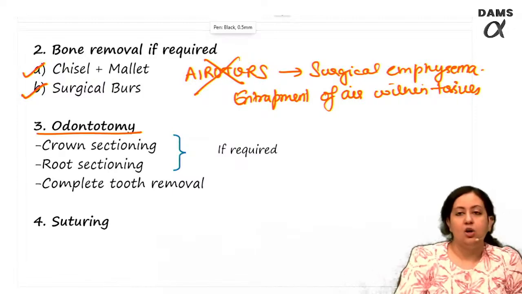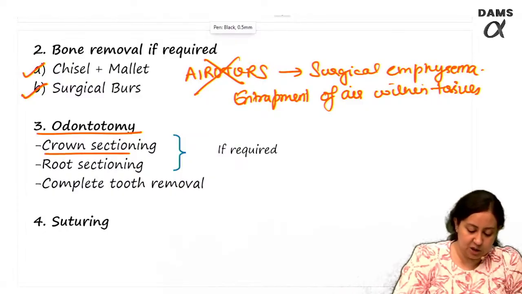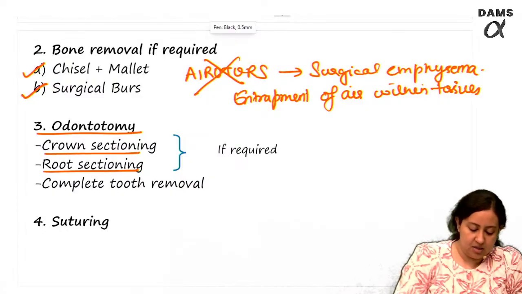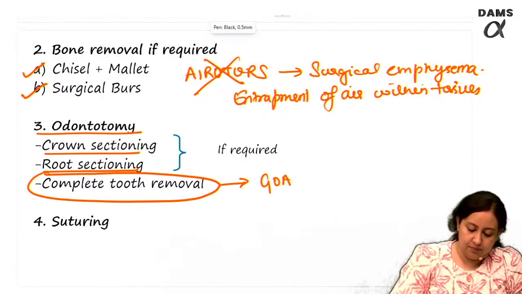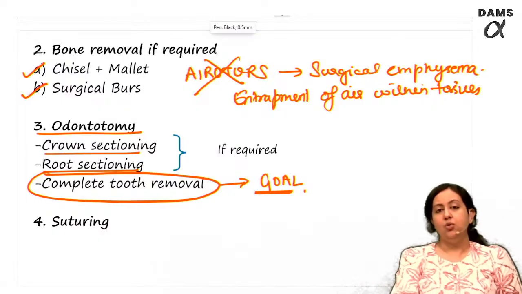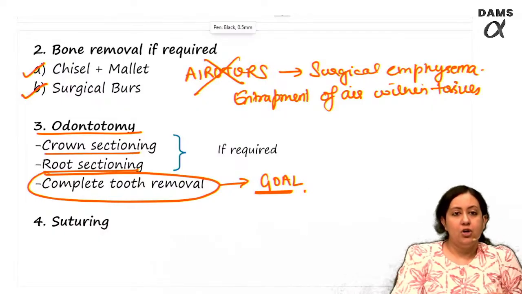Odontotomy. Odontotomy, again, if required, crown sectioning or root sectioning, and the goal is complete removal of the tooth. This is your goal. This is the reason you do odontotomy, because you want to achieve complete removal of the tooth.